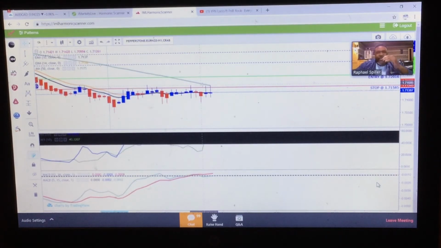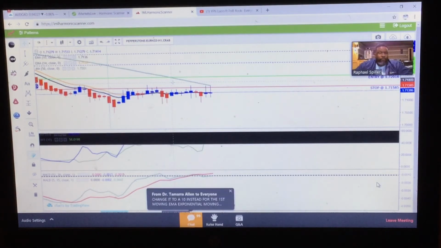The 50 is the dominant moving average that every major trader uses in the world. The 50 simple. Every major trader in all of Forex uses the 50 simple moving average. And that's why you see price respond to the 50 more than any other line, the 50 and the 200. They respond to the 50 and 200 more than any other moving average in Forex.